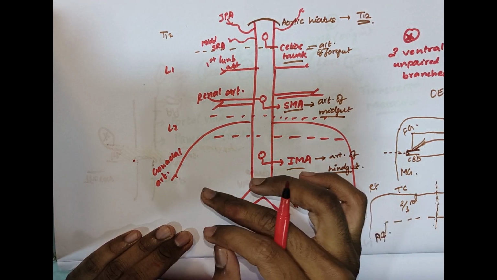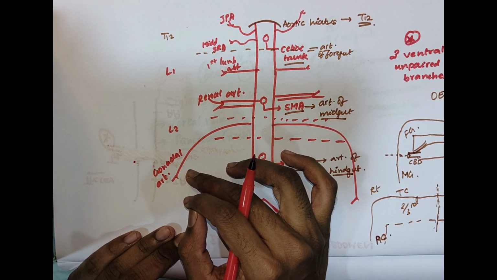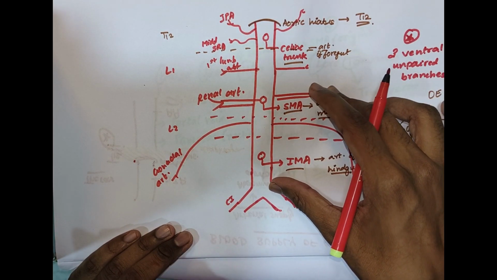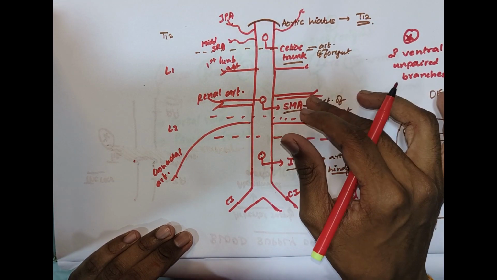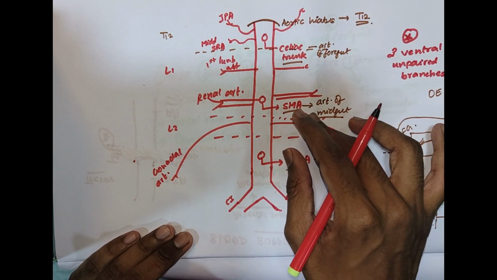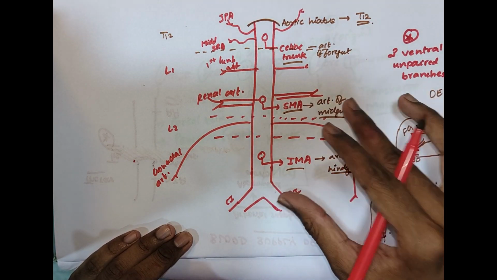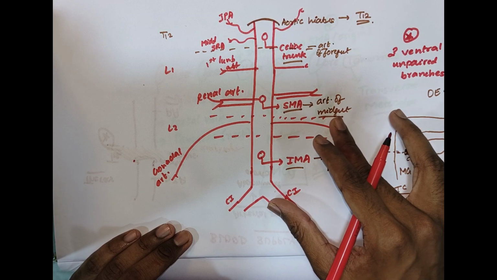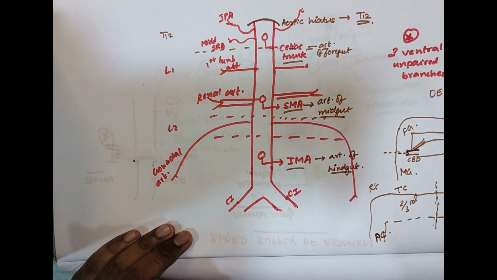Now note that the gonadal artery, that is the ovarian artery in females, comes directly from the abdominal aorta. But the vaginal artery is not a direct branch of the abdominal aorta. It comes from the internal iliac artery, that is, the anterior division of the internal iliac artery, to be precise.